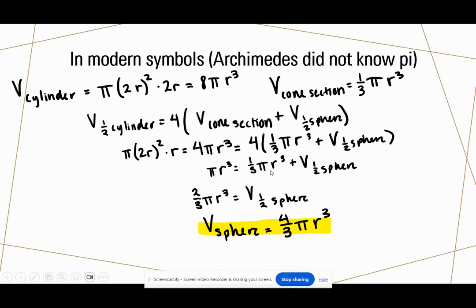These are very easy to subtract. Over here, this is just 1 times this quantity, and over here it's 1/3 times that same quantity. So 1 minus 1/3 is 2/3. So now we have 2/3 pi r cubed equals the volume of half the sphere. And since it's half the sphere, we just multiply both sides by 2 to get the volume of the whole sphere, which is 4/3 pi r cubed.